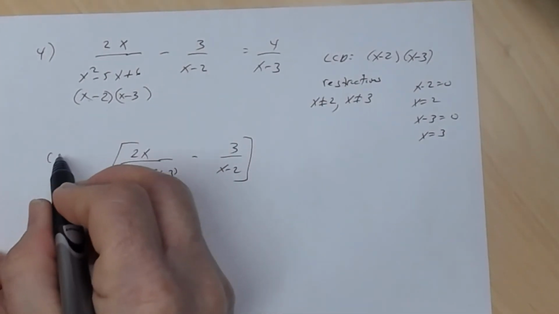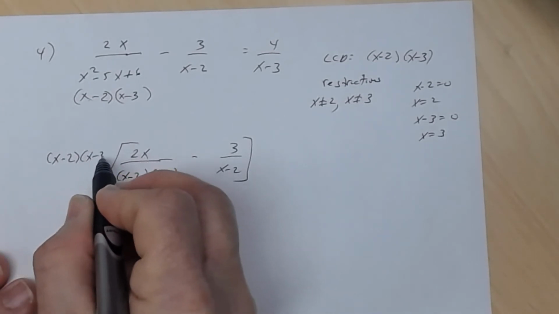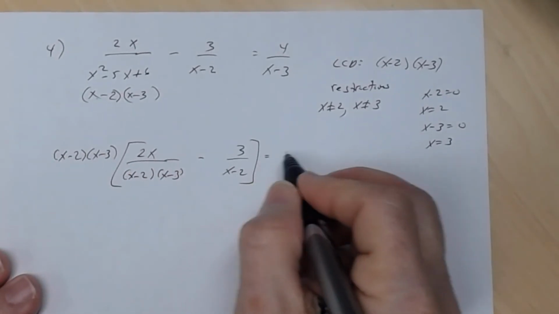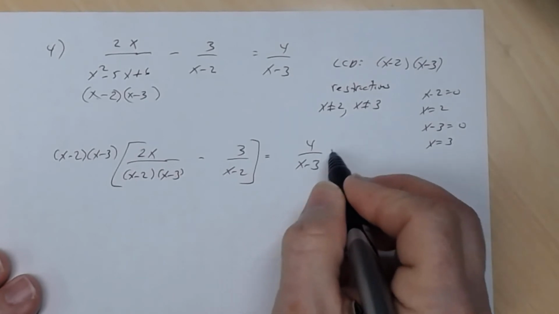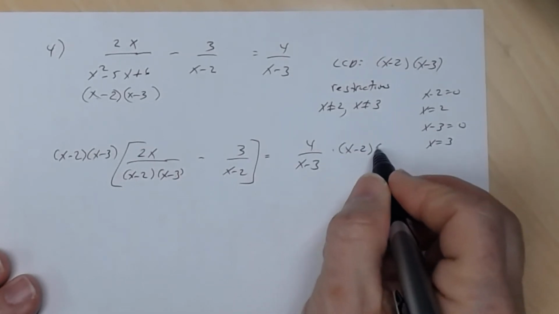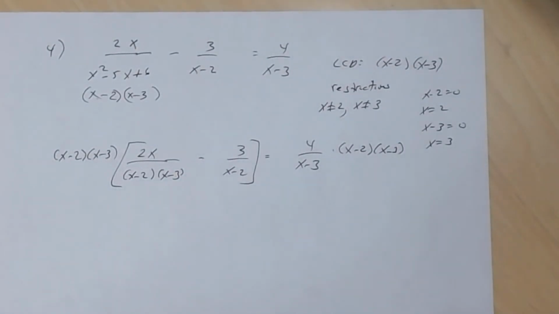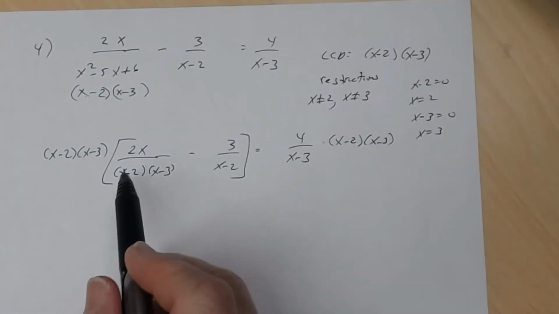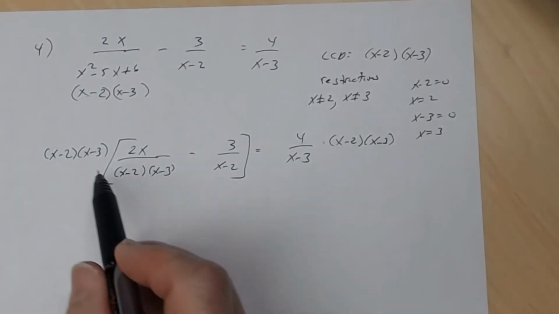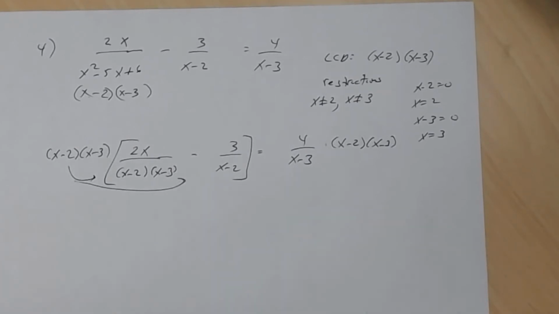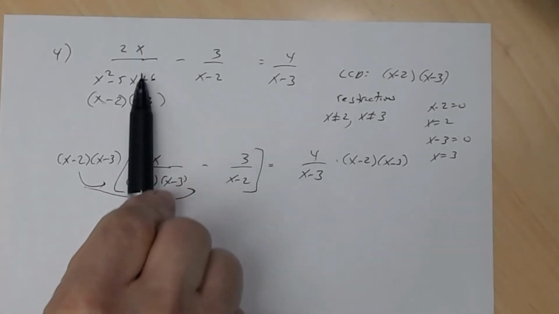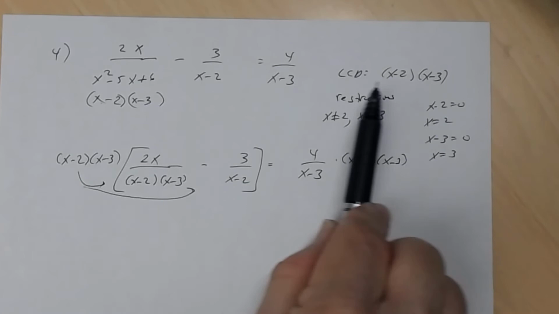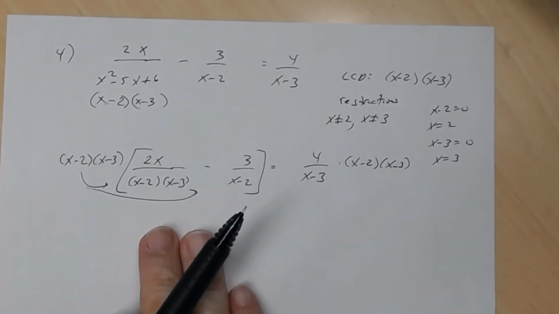And we're going to multiply that by the LCD, x minus 2, x minus 3, equal 4 divided by x minus 3 times the LCD, x minus 2, x minus 3. Okay. Now the next step is to get rid of these brackets. So I'm going to distribute. Remember, the whole point is to multiply every rational expression by the LCD, and that's what we're going to get at this point.